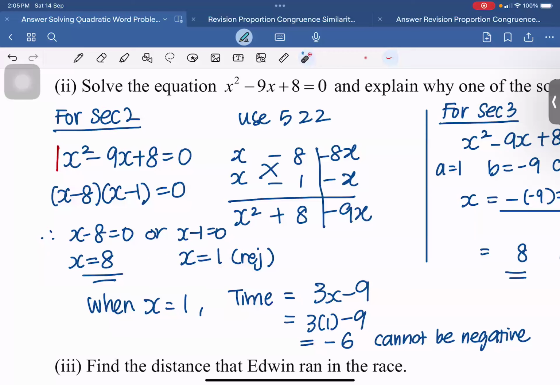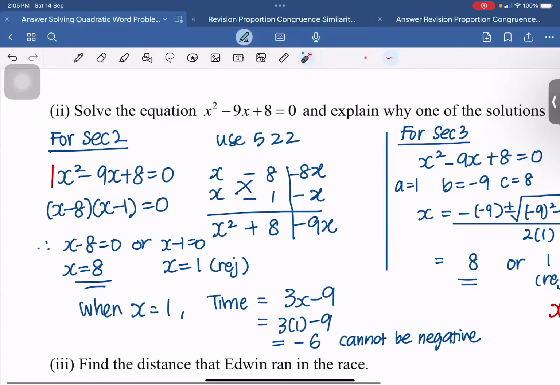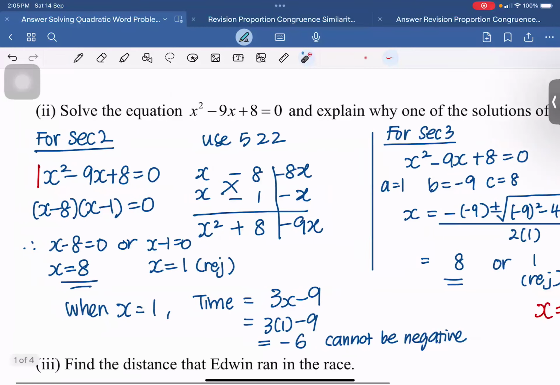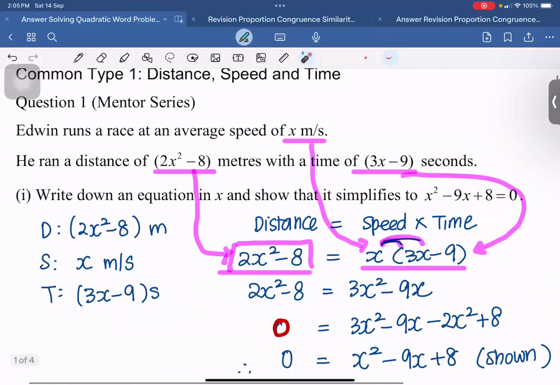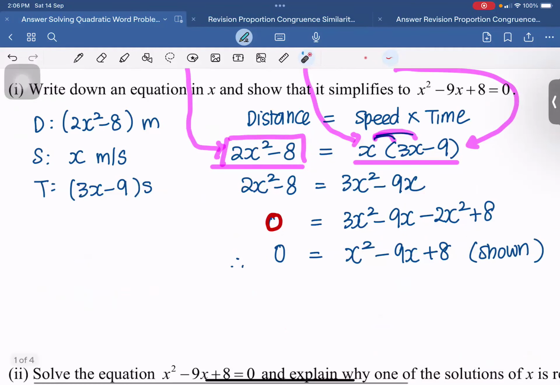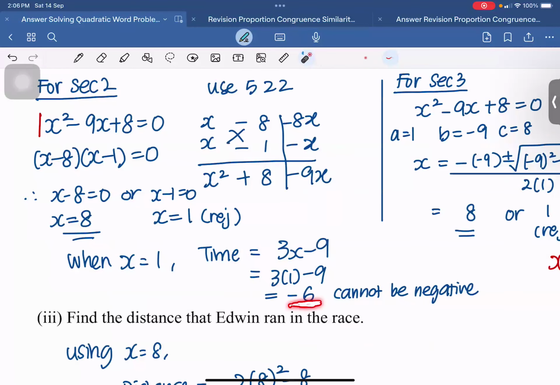Normally most students know how to reject one of the answers, when one of them is a negative number. But in this case, both of them are positive numbers, and the question asks you to explain why one of the solutions is being rejected. How do I know? I must go back to my question and check. One of my expressions, x, is a speed, and one of my expressions is timing, 3x minus 9. So when x equals to 1, 3x minus 9 becomes 3 minus 9, which is negative 6. But a timing cannot be negative. Therefore, I have to reject this solution.